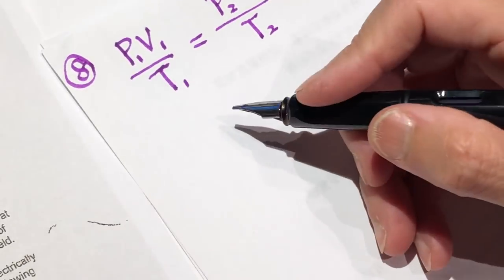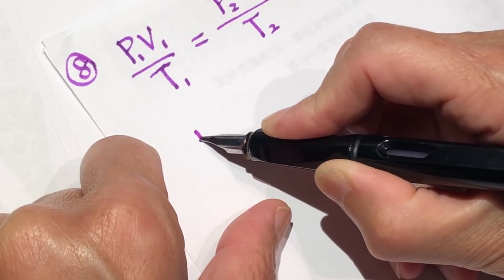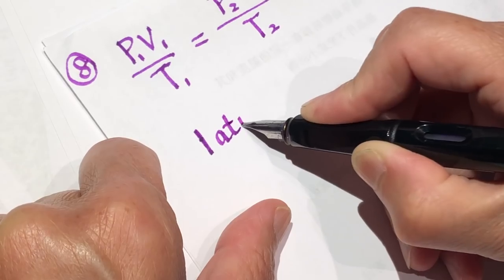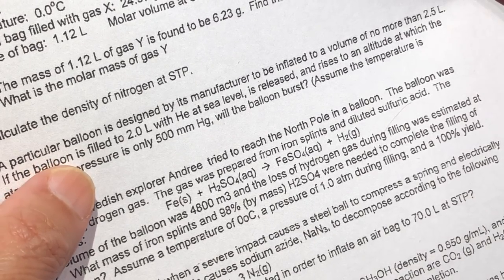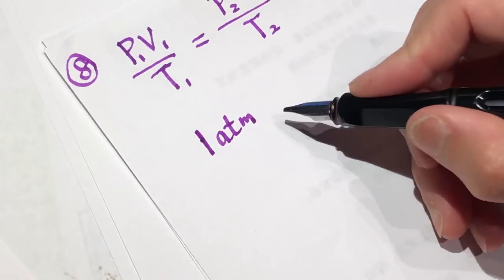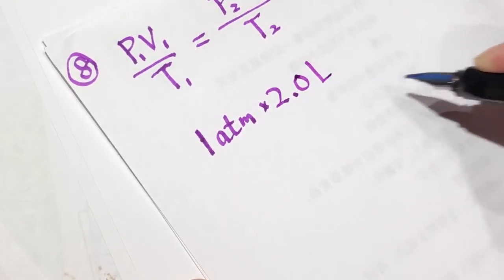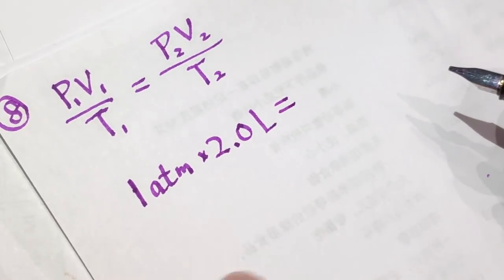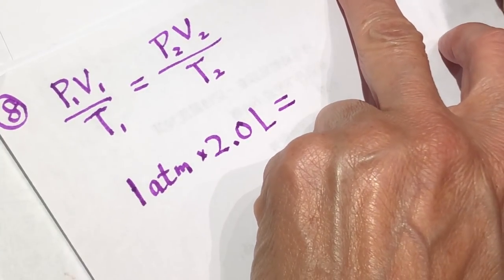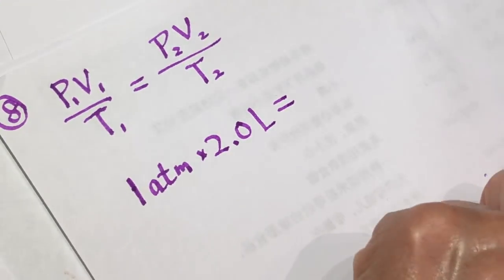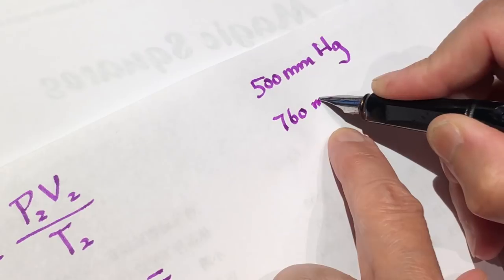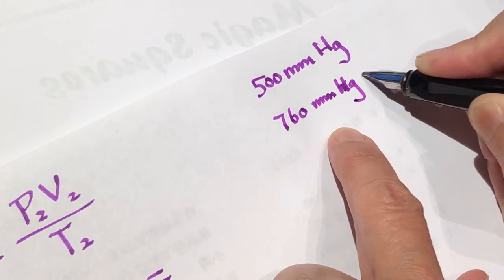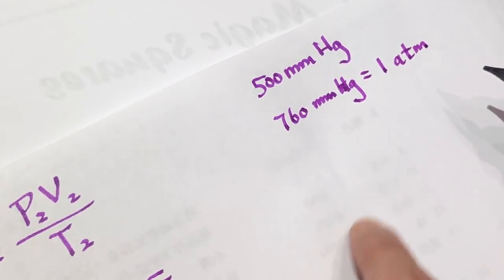Yes. So, the first condition is 2 liter. Pressure is 1 atm, and the volume is 2.0 liter, equal to the second pressure, which is 500 mmHg. One thing we know is that 760 mmHg is 1 atm. So 500 is x atm.